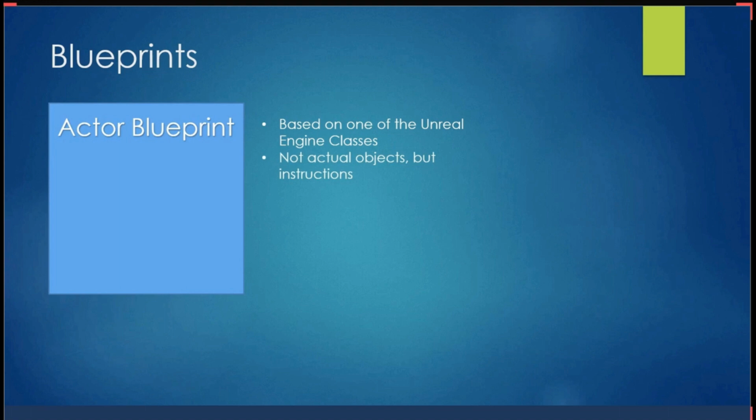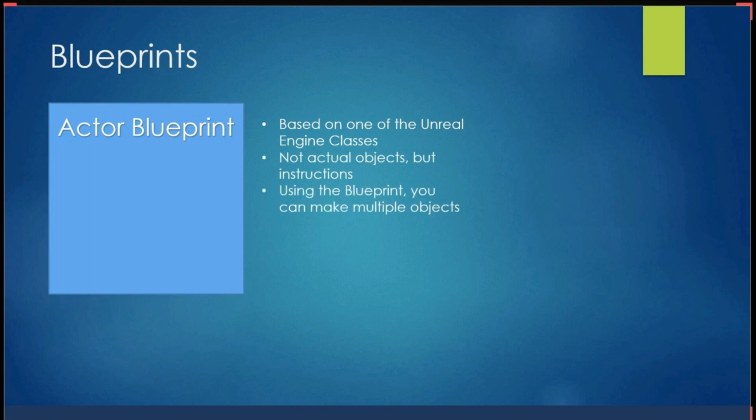This is the same as saying a blueprint in real life is not an actual house. A blueprint is just a piece of paper. An actual house is made of wood, tile, plaster, carpet, things like that. So you need a blueprint to create an actor.